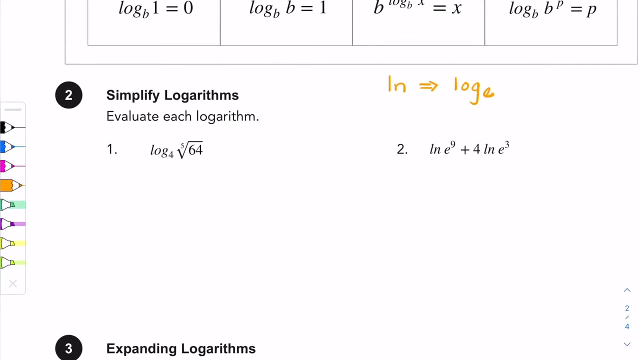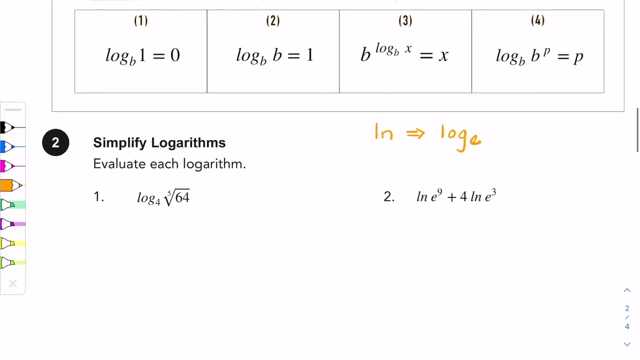For the next example set, we're asked to evaluate the logarithm. We need to use everything that we know, so we need to use the 3 properties we went over on the first page, the product, quotient, and power property, and also these 4 properties that we previously knew.